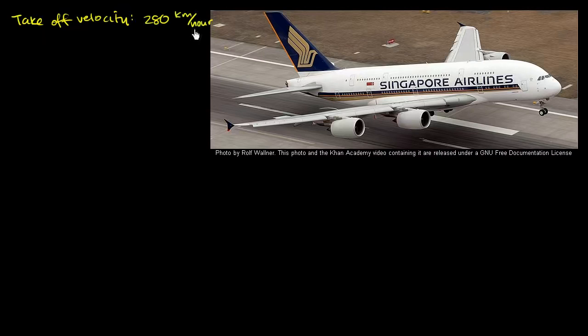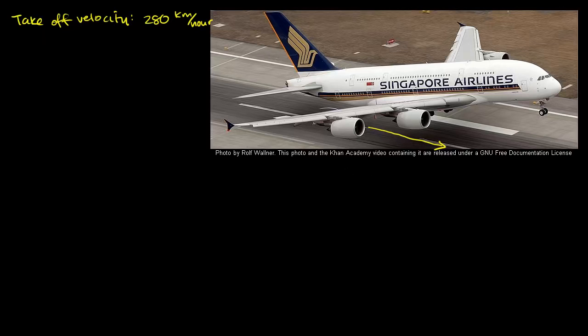And to make this a velocity, we have to specify a direction as well, not just a magnitude. So the direction is in the direction of the runway. So that would be the positive direction right over there. So when we're talking about acceleration or velocity in this, we're going to assume it's in this direction, the direction of going down the runway.